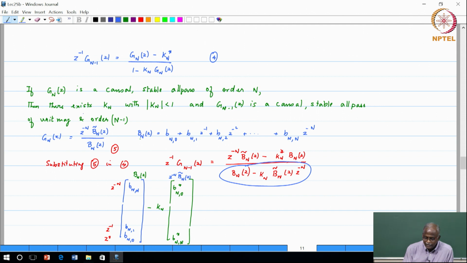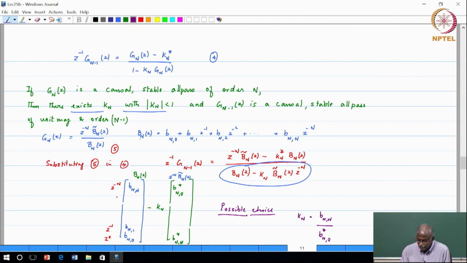What did the statement say? That there exists a k of n with mod k n less than 1 such that the new G n minus 1 has, first of all, lower order. So here is the possible choice. Possible choice means you just have to show the existence of a possible choice for Kn. So, if I choose Kn to be equal to Bnn divided by Bn comma 0 conjugate, okay, Kn to be Bnn minus.